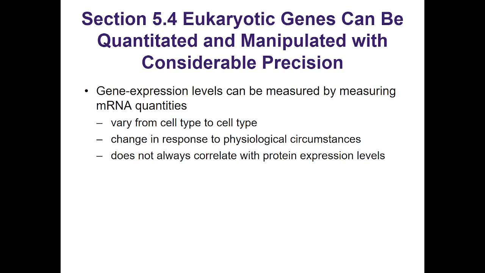Okay, so eukaryotic genes, these can be quantitated and manipulated with considerable precision. Our gene expression levels can be measured by measuring mRNA quantities. These are going to vary from cell type to cell type because different expressions will happen in different cell types, right? The change in response to physiological circumstances will also change how our DNA is expressed. This does not always correlate with protein expression levels. In fact, we can have situations where we are correctly coding for the protein, the correct amount of mRNA, not getting the correct amount of protein out, okay? You probably already kind of knew some of this. Like you may have known that stress reactions can change how your DNA presents.